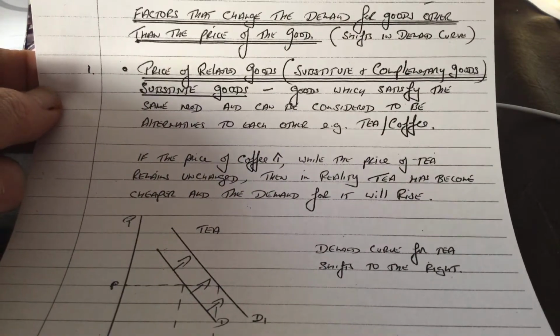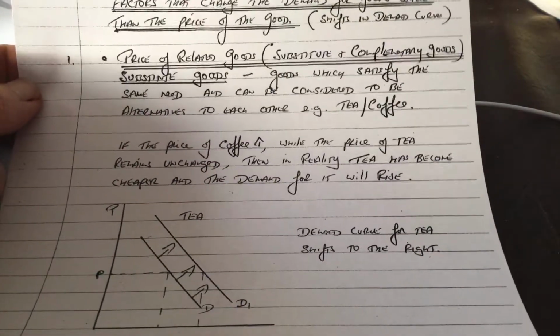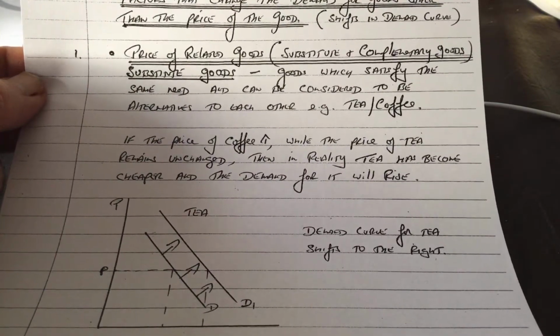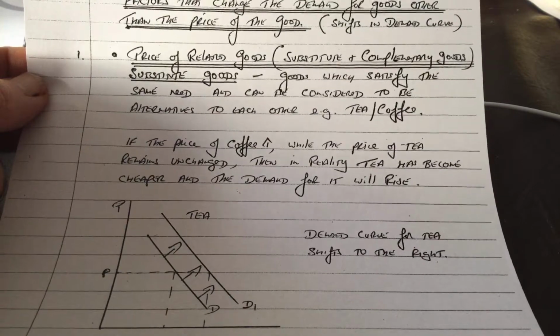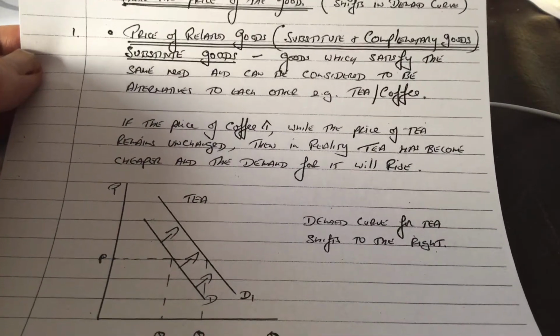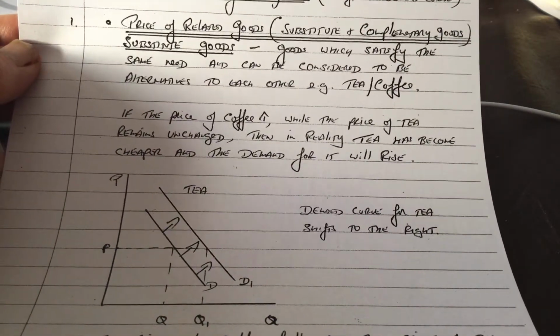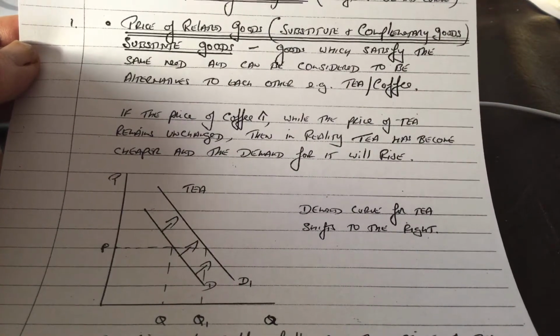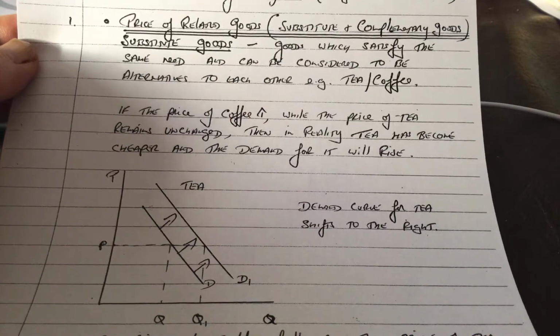These would be substitute goods and complementary goods. Substitute goods are goods which satisfy the same need and can be considered to be alternatives to each other. For example, tea or coffee. Now, this is the demand curve for tea. As you can see, the demand curve is downward sloping from left to right.